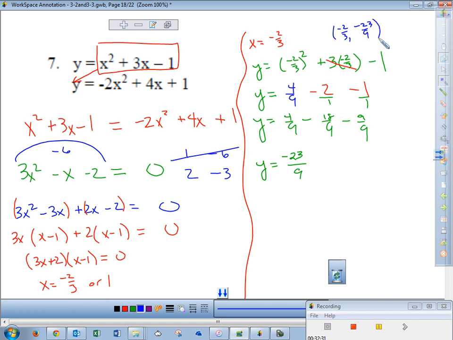I want to ask you this question. Do you think your calculator would have given it to you like that if you would have done second intersect? Does it give you fractions? No. There's a need for this to have exact answers sometimes.